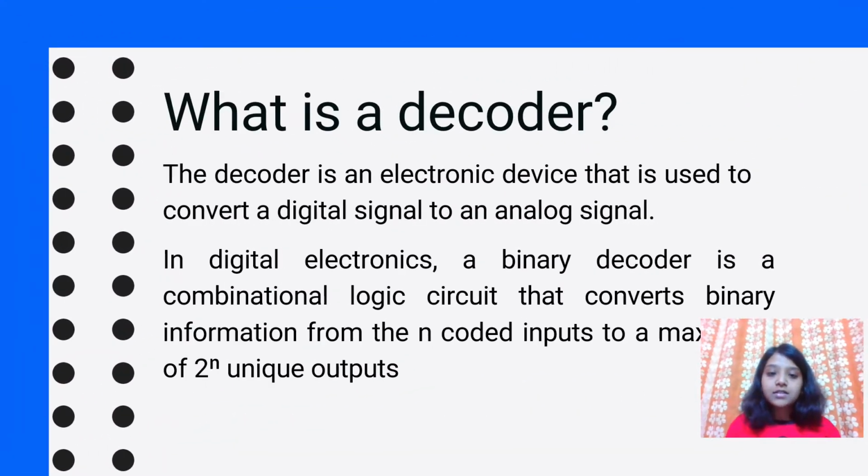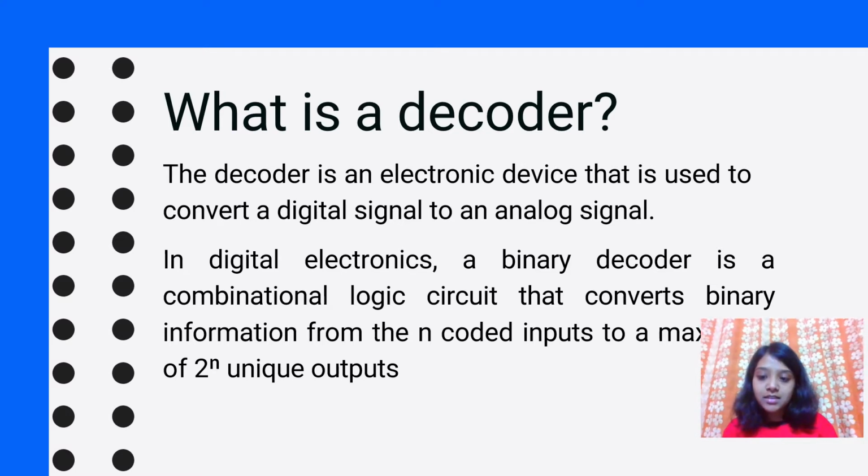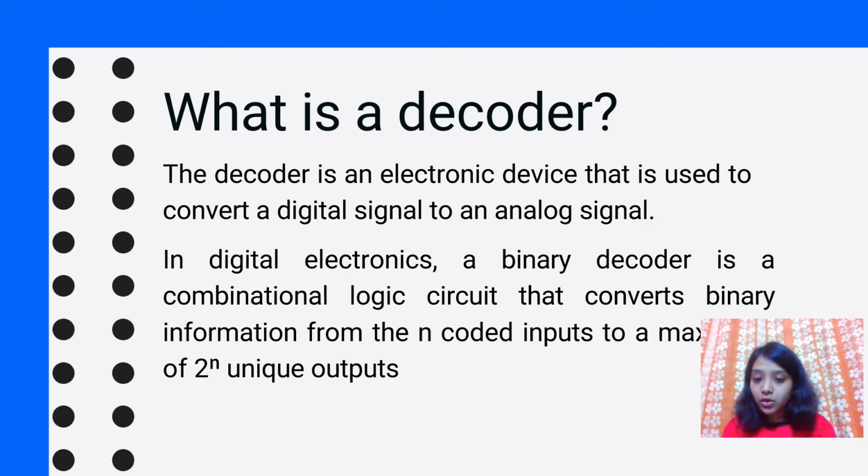What is a decoder? The decoder is an electronic device that is used to convert a digital signal to an analog signal. It has n inputs and we get 2 power n outputs. In digital electronics, a binary decoder is a combinational logic circuit that converts binary information from the encoded inputs to a maximum of 2 power n unique outputs. For example, if we have two input lines, then the output will be 4. That is n is equal to 2, so 2 power n will be 4.